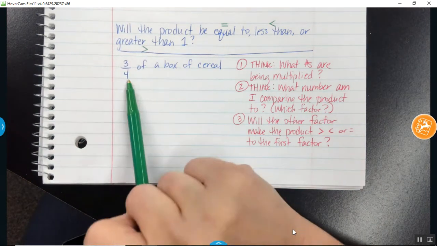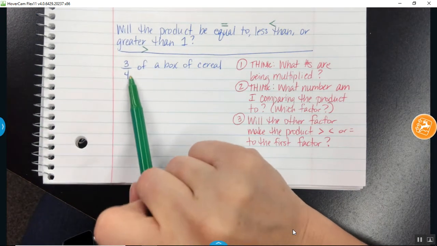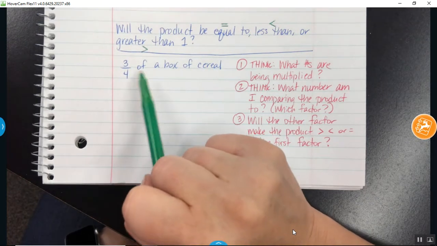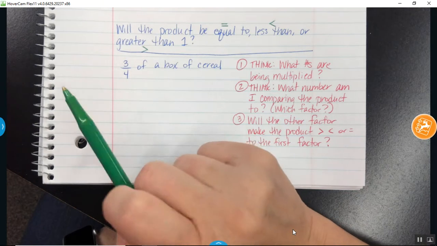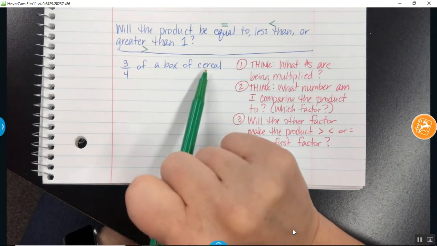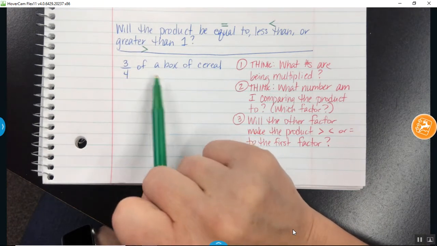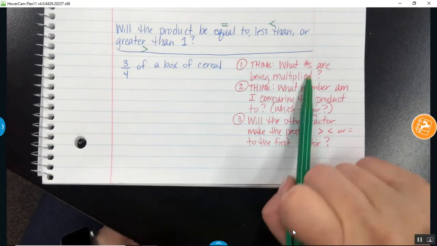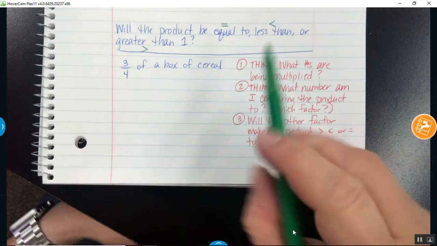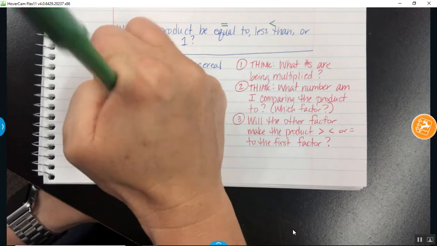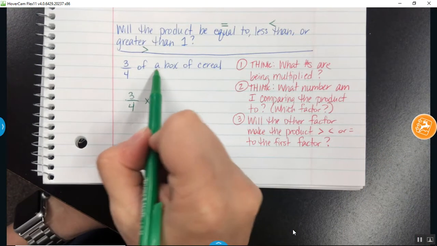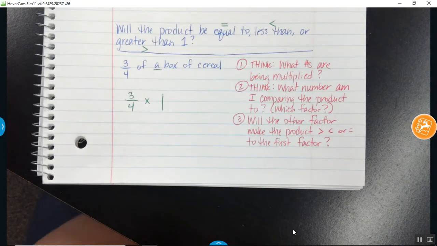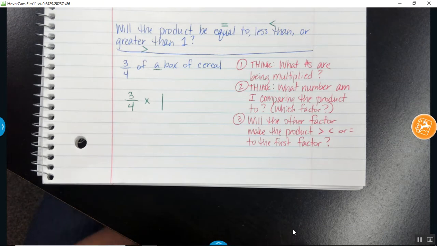Okay? So let's say I have 3/4 of a box of cereal. Now, you already know that of means multiply in math. So if I'm saying I have 3/4 of a box of cereal, I have 3/4 of what? Of a box? What numbers are being multiplied? Think. What numbers are being multiplied? 3/4 of a box of cereal. 1. Right? 1 box. A box.